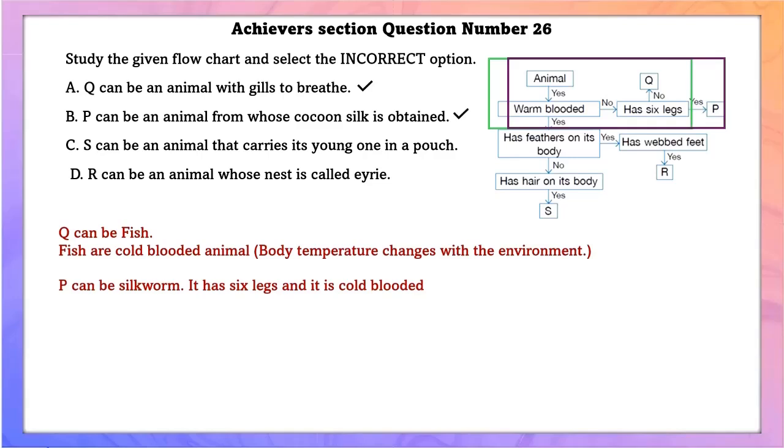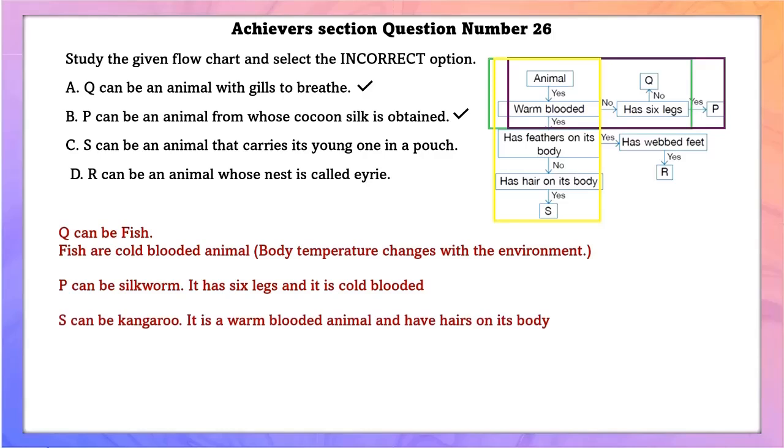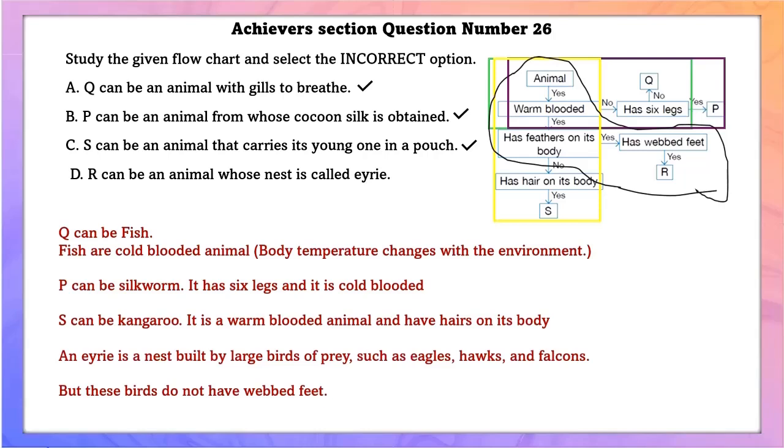C. S can be an animal that carries its young one in a pouch. S can be a kangaroo. It is a warm-blooded animal and has hairs on its body. D. R can be an animal whose nest is called eyrie. An eyrie is a nest built by large birds of prey such as eagle, hawks and falcon. But these birds do not have webbed feet. So therefore the D option is incorrect.